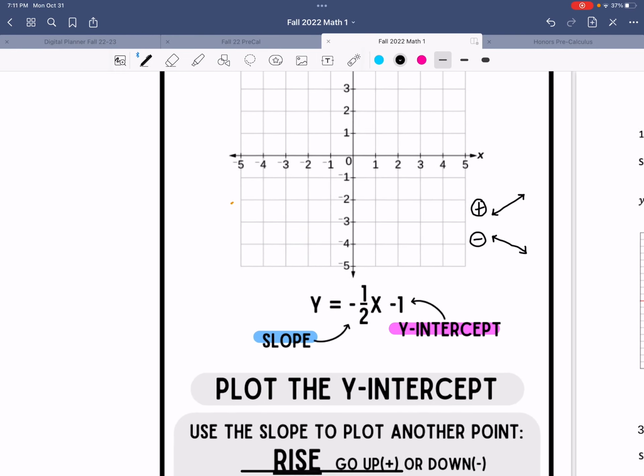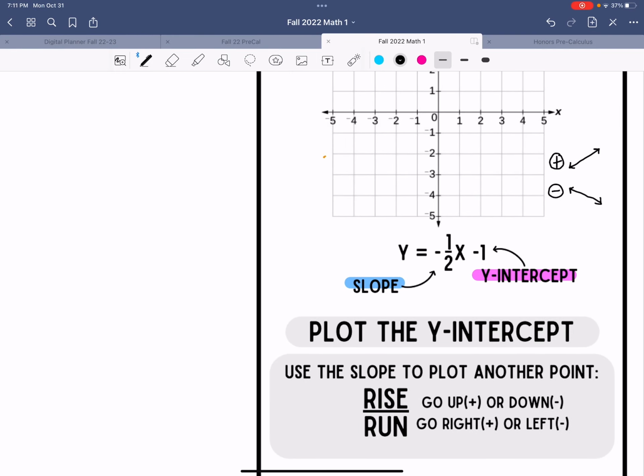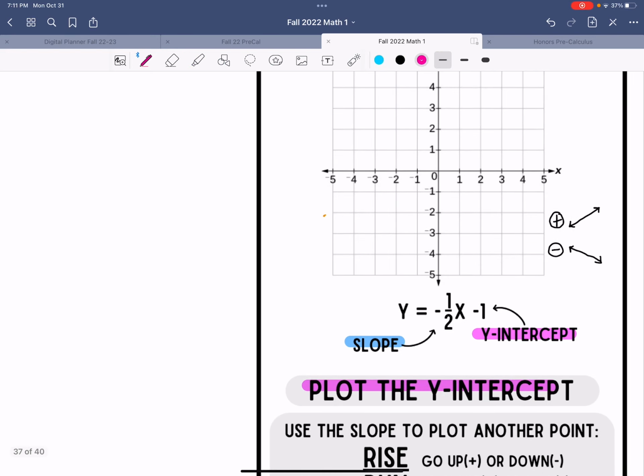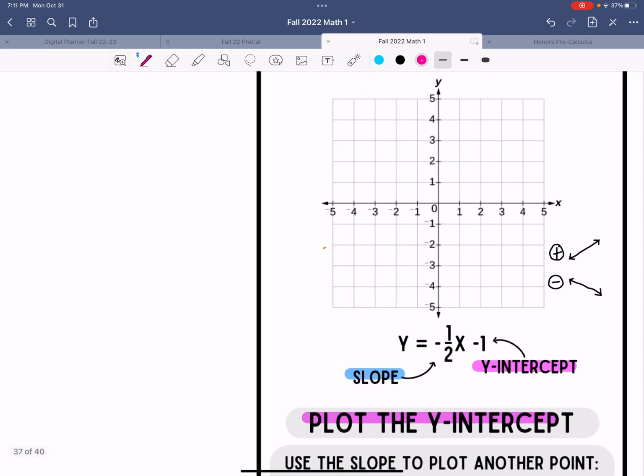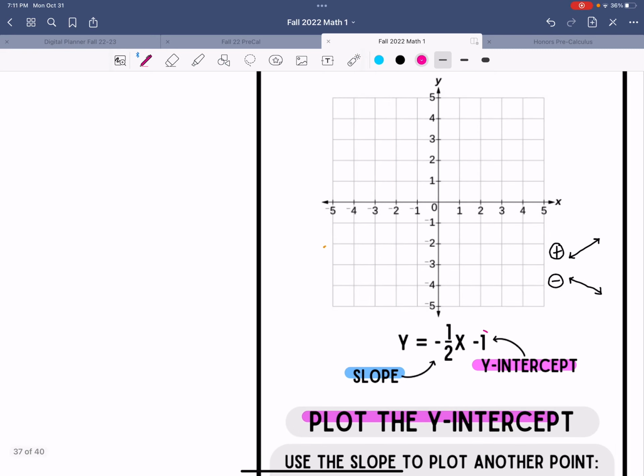Looking at this problem, the first thing you're going to do is plot your y-intercept. We're going to plot our y-intercept on the y-axis. So I'm going to go to my y-axis. Remember, right here, this is my y-axis. We're not going to plot it on the x-axis. On my y-axis, I can see that my y-intercept is -1. So I'm going to plot my point.